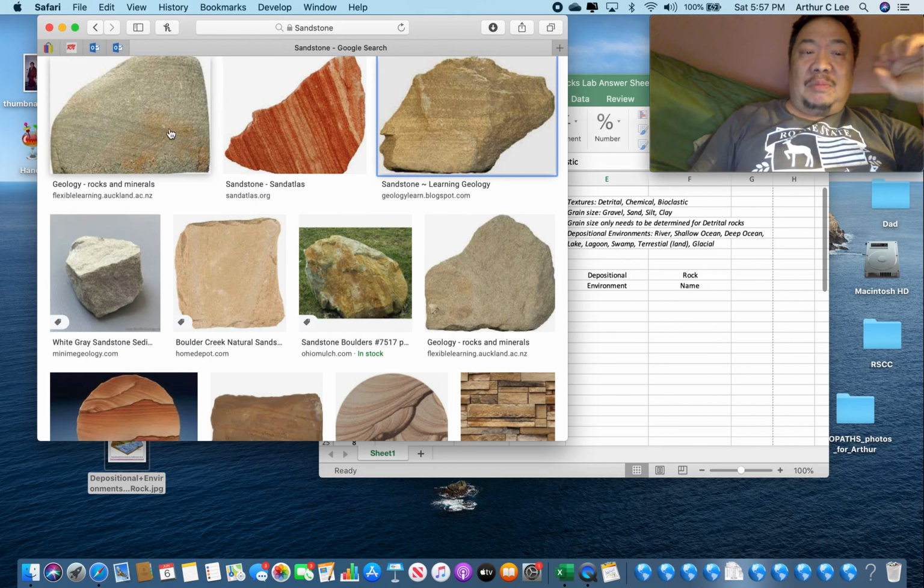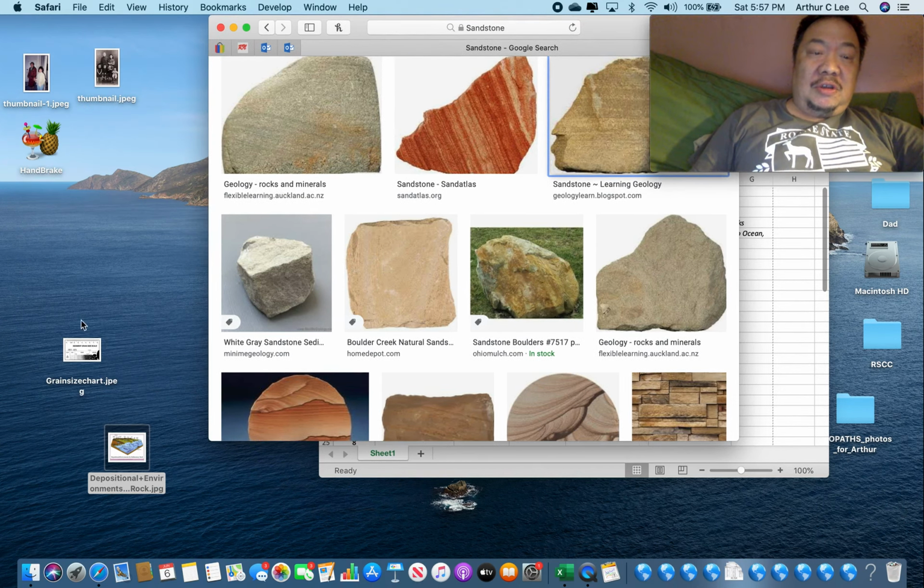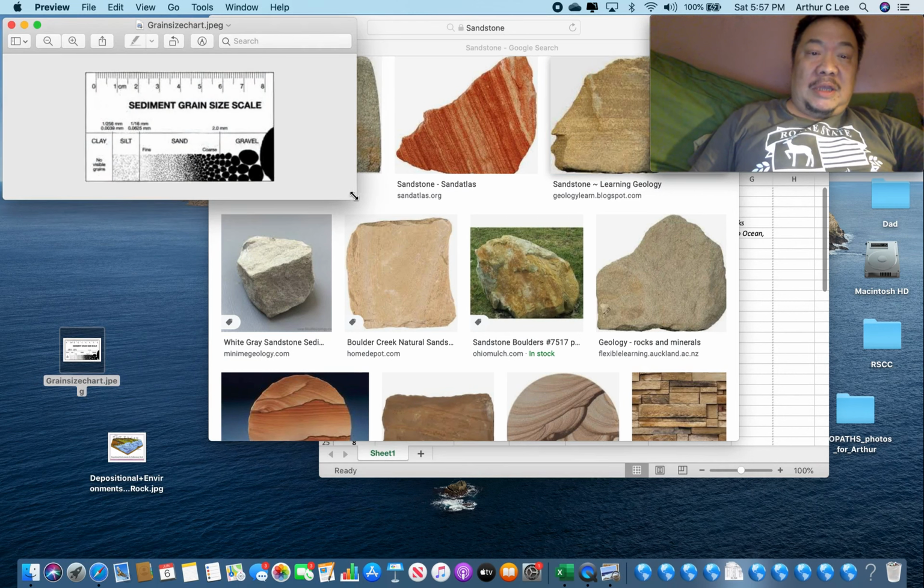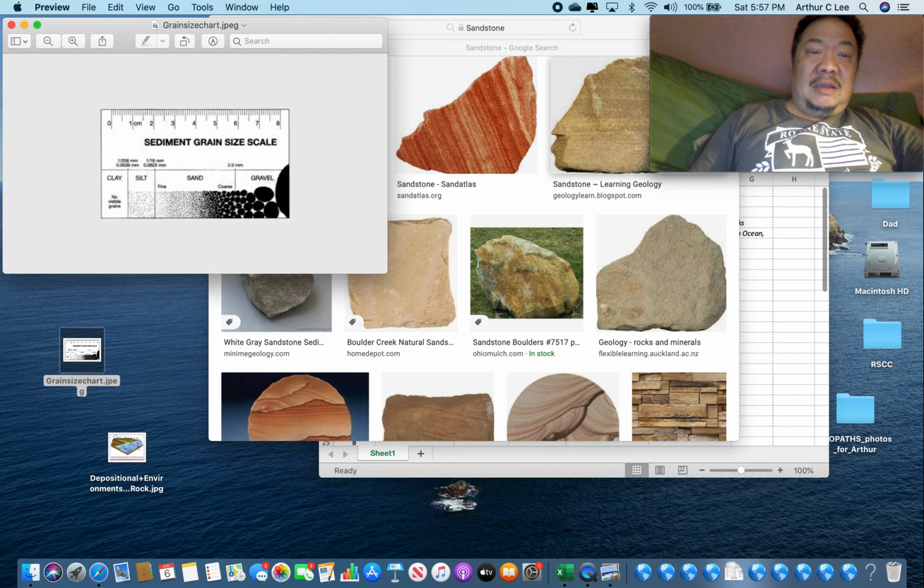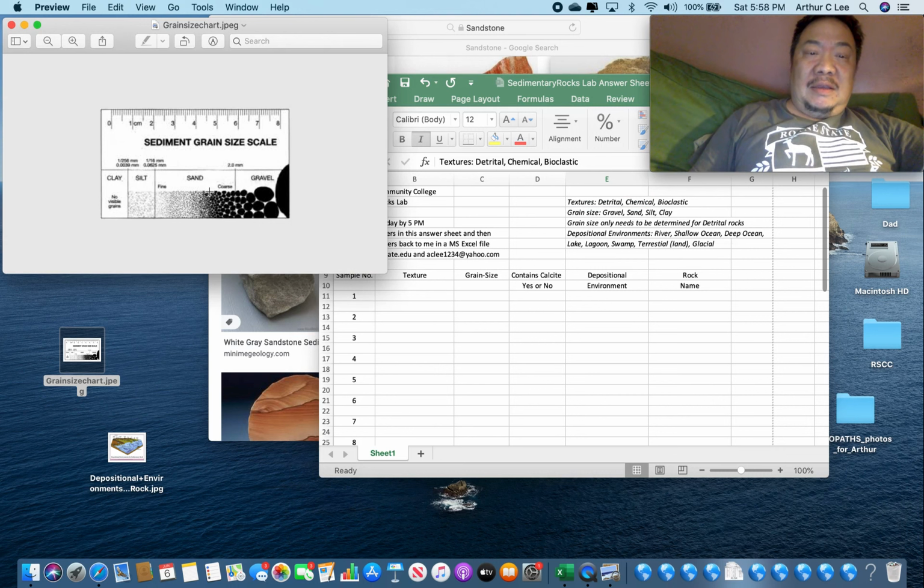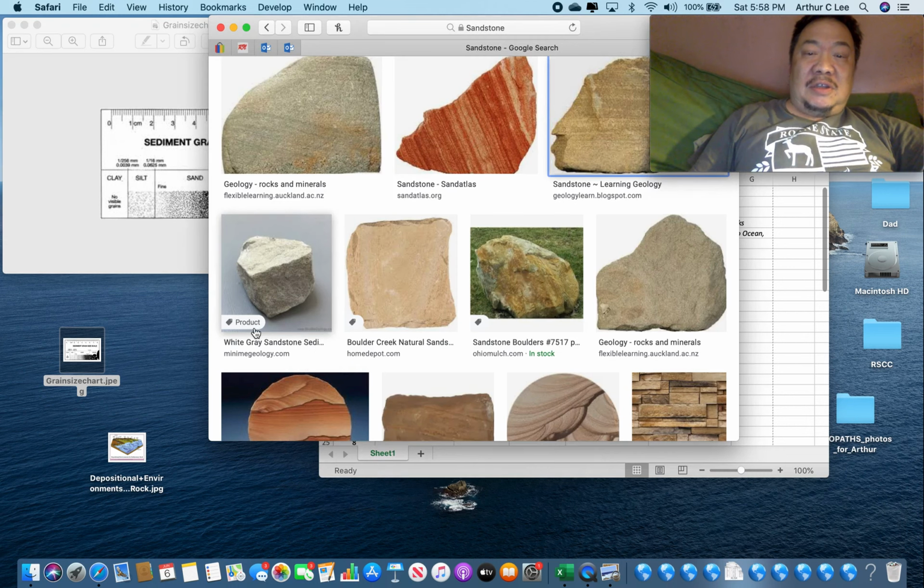So sand-sized particles. I'm going to give you a grain size chart, and it'll show you the size of sand. And if it's made of gravel, it's breccia or conglomerate. Rounded gravel is conglomerate. Angular gravel is breccia. If it's made of sand, it's called sandstone.